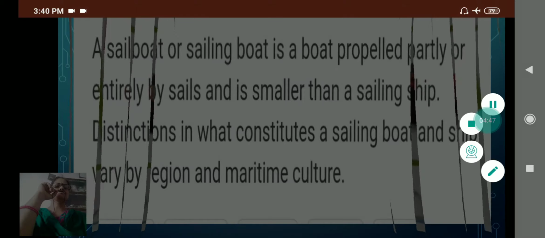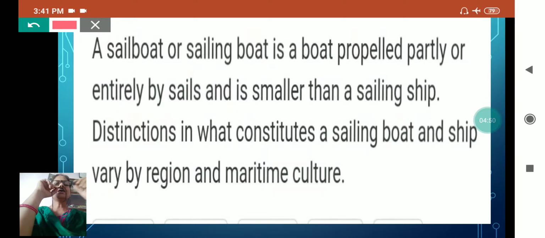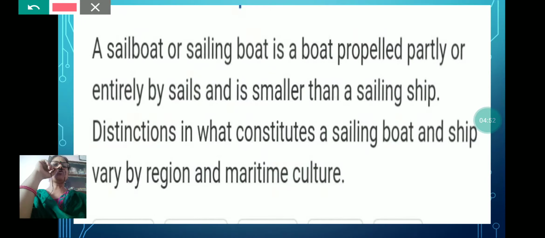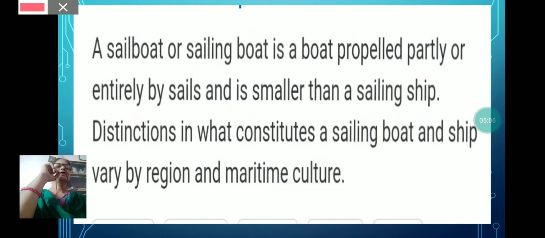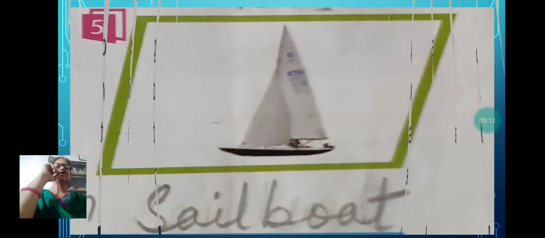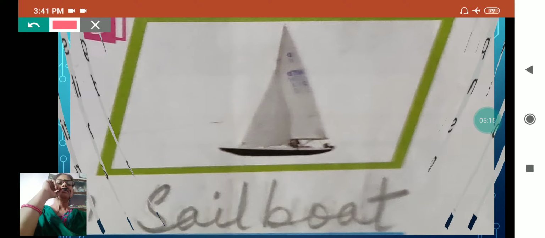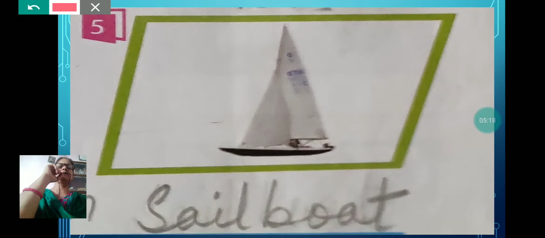A sailboat. A sailboat or sailing boat is a boat propelled partly or entirely by sails, and is smaller than a sailing ship. The distinction in what constitutes a sailing boat and ship varies by region and maritime culture. Yes, from place to place it varies. This type of boat was used earlier, my dear, mostly earlier, because in whichever direction the air flows, in that direction only this boat moves.